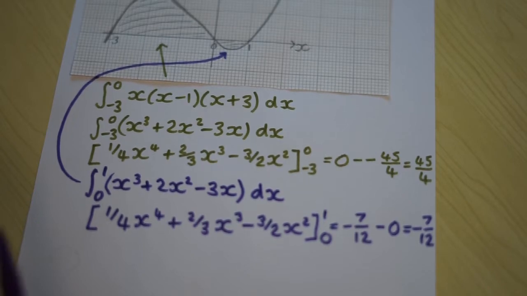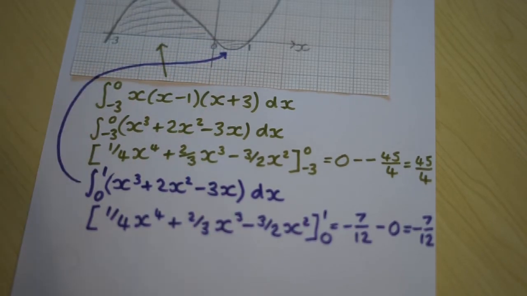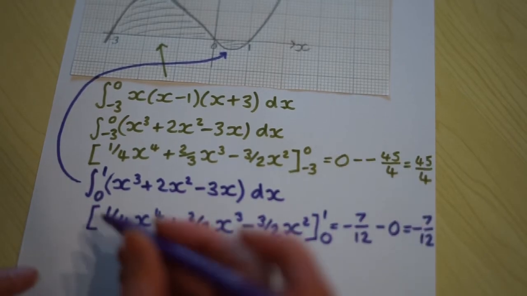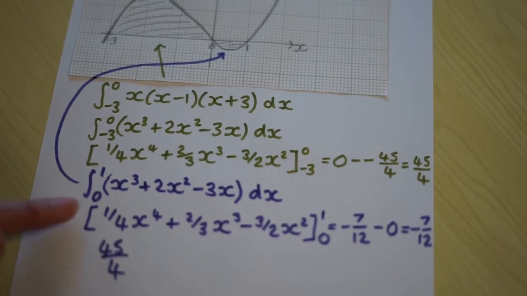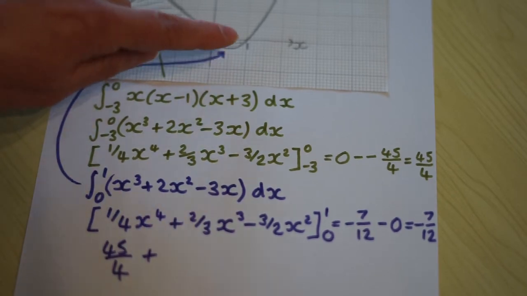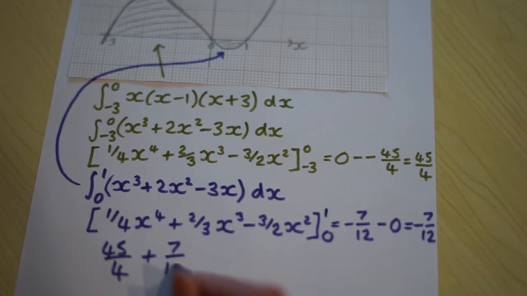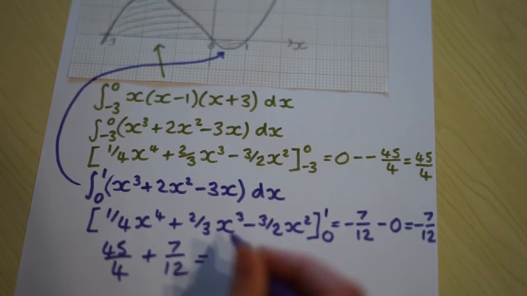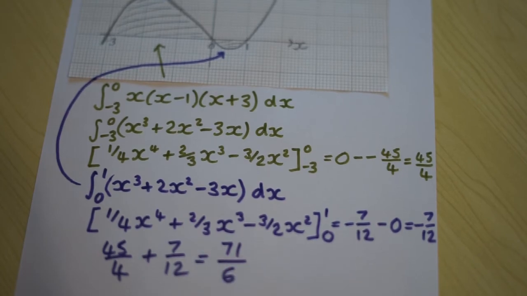So the total area that's bound between the curve and the x-axis, i.e. both of those areas together, is found by taking the first area, 45/4, and adding it to the actual area of the second part, which is 7/12, and this makes 71/6.